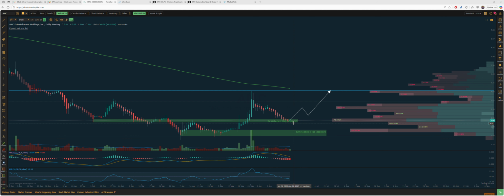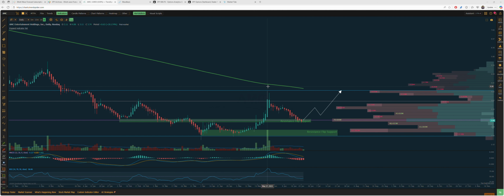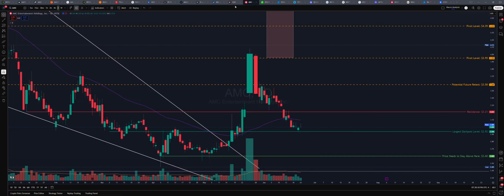You don't want to break below this level here, 293. That's what I'm watching for in AMC. This is a very crucial level for AMC to hold to move back up. If AMC starts moving below this level, you're going to start falling a bit here again. So ideally, you want to get above 321 to get to this 358.